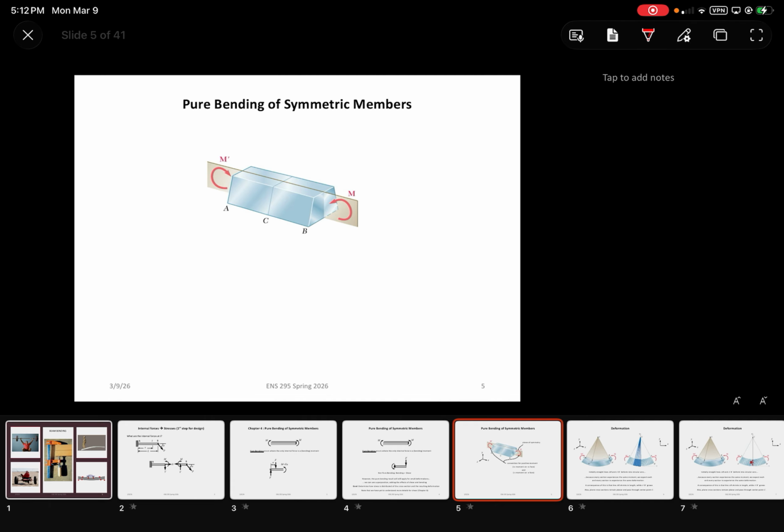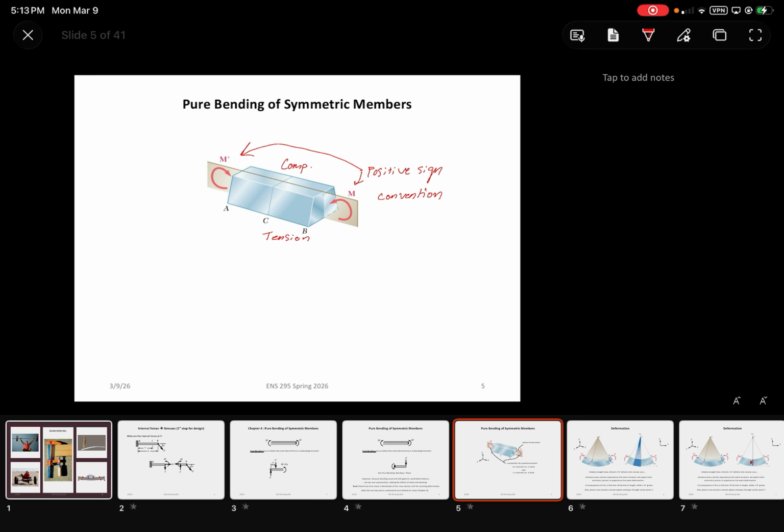My pen is off. And then tension on the bottom. All right. Now, with this type of moment specifically, those sign conventions, this is what we consider the positive sign convention. And that's typical for this case here.